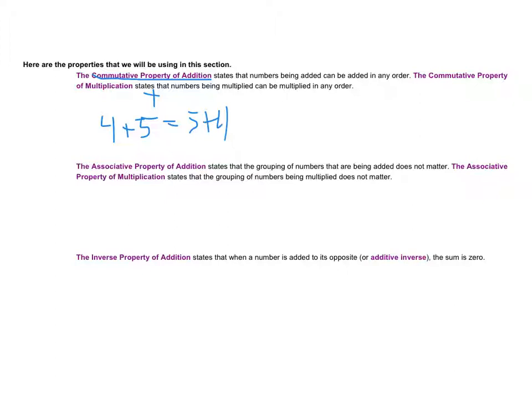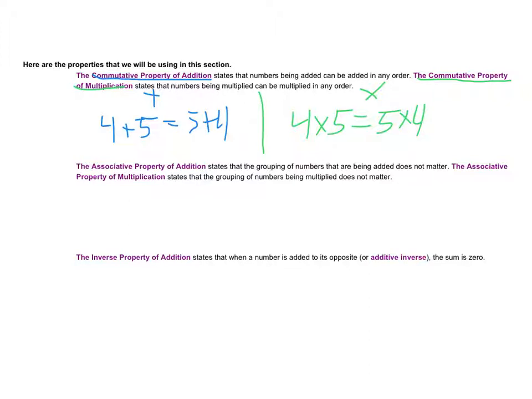That also works with multiplication. I could have the commutative property of multiplication saying that if I'm multiplying two numbers together, I can multiply them in any order. So if I have 4 times 5, that would be the same as doing 5 times 4.